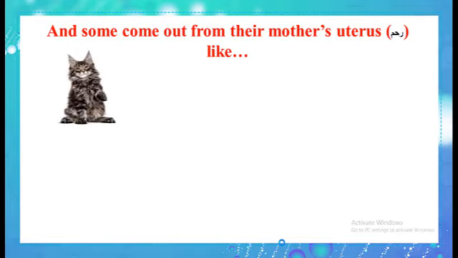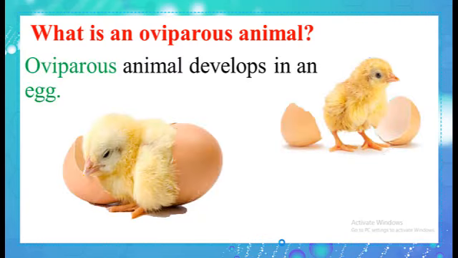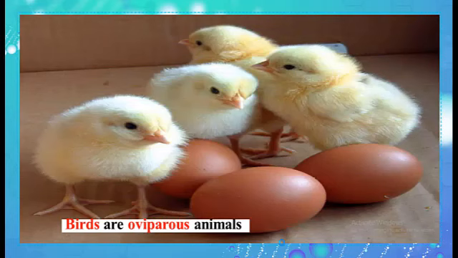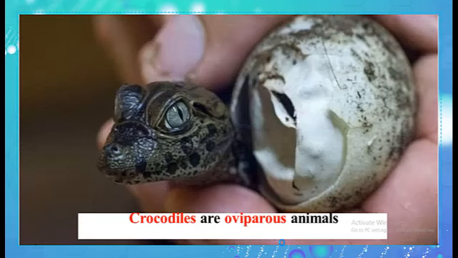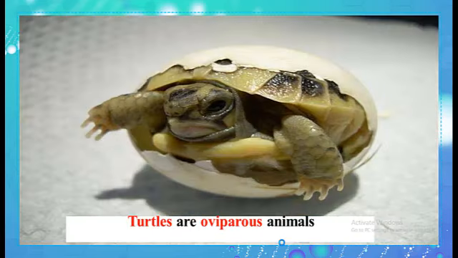What is an oviparous animal? An oviparous animal develops in an egg. Birds are oviparous animals. Crocodiles are oviparous animals. Turtles are oviparous animals. Now, what is a viviparous animal?